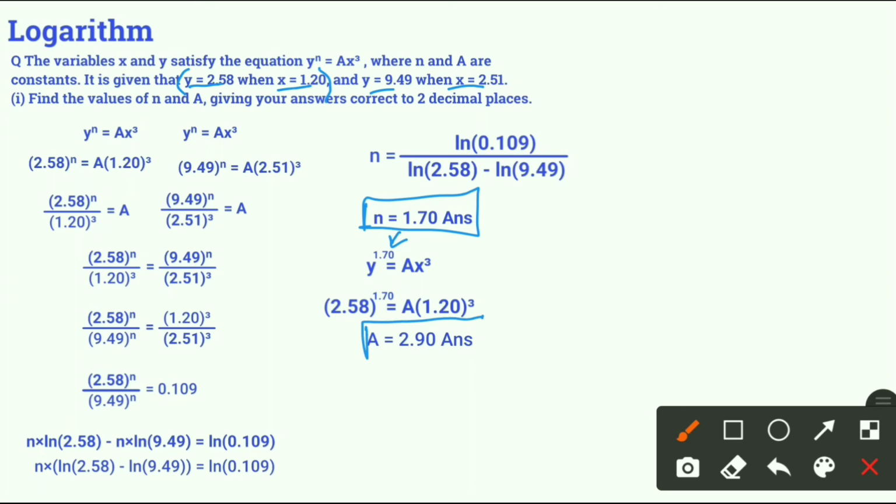I've chosen this one, and then you get the answer. Okay, this is the answer, and logarithm is finally done. Moving on to the next one, which is trigonometry.